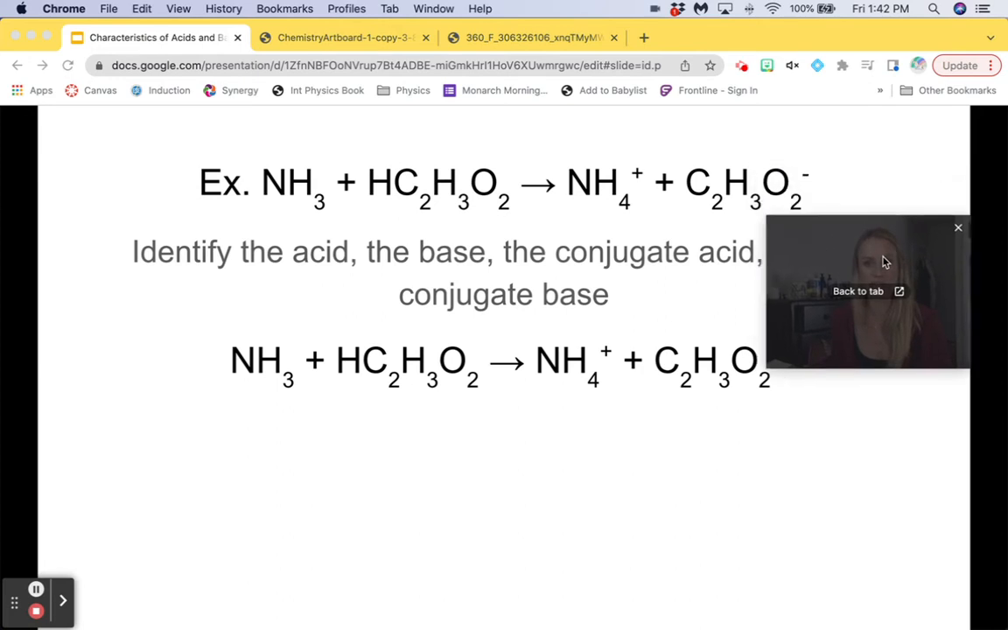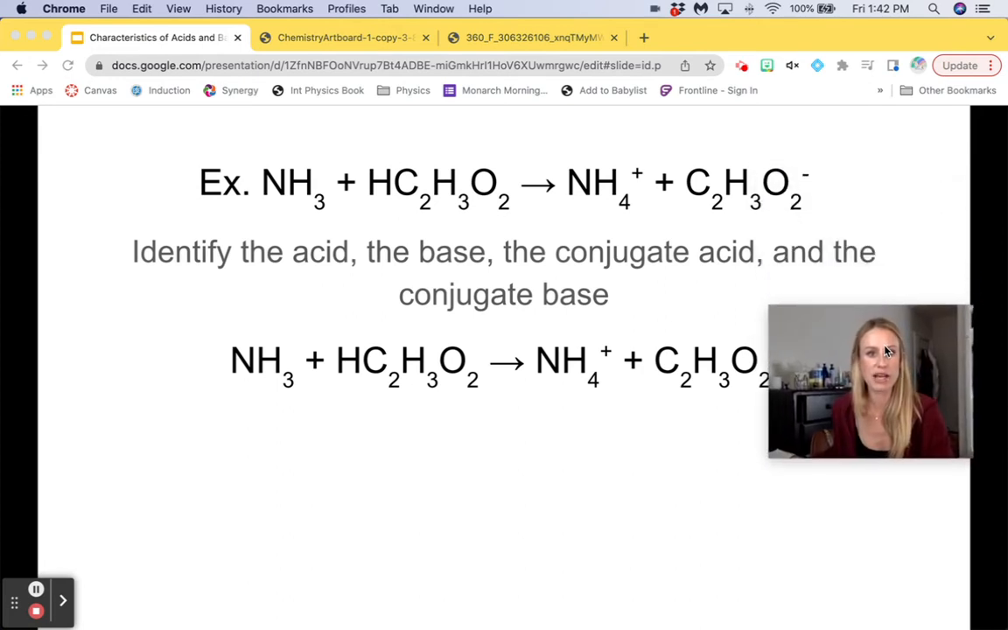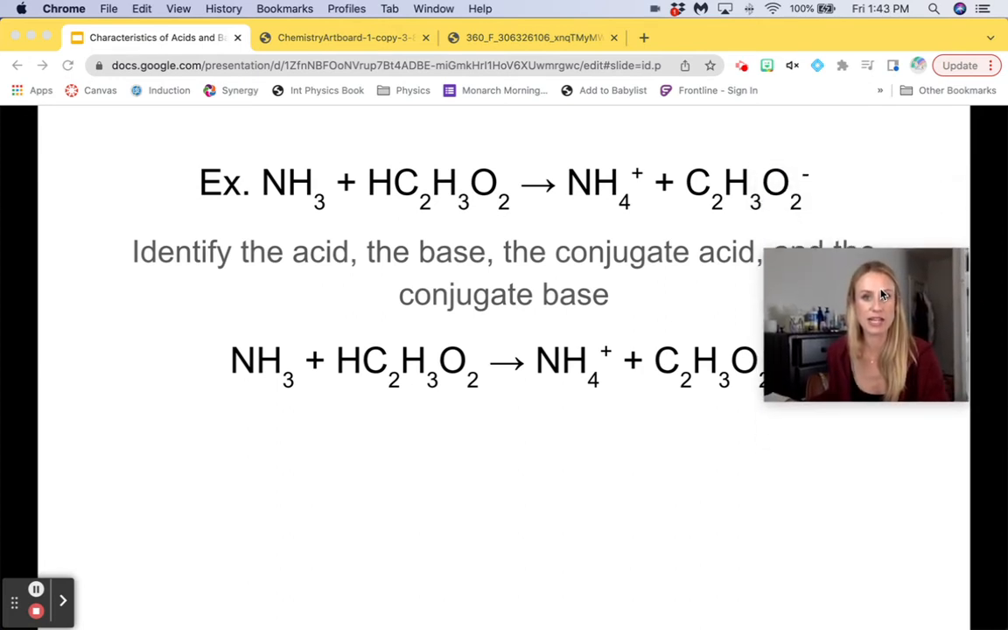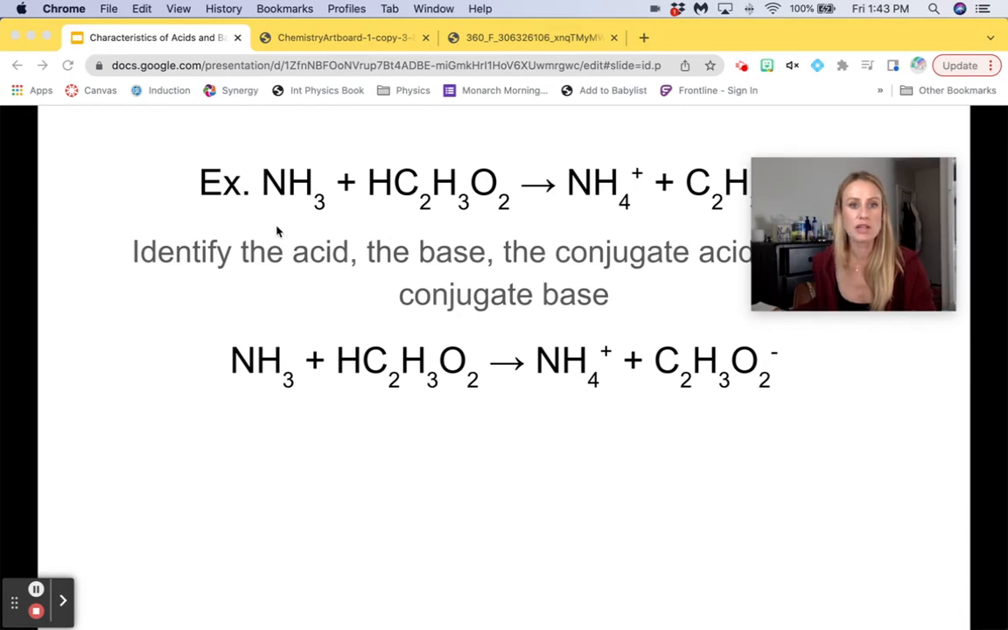So if we're going to do an example here, we have this reaction and we want to identify the acid, base, conjugate acid, and conjugate base. So remember, a base is something that is going to gain a proton. So in this case, my NH3 is going to be my base. An acid is something that's going to lose that proton, or donate the proton.